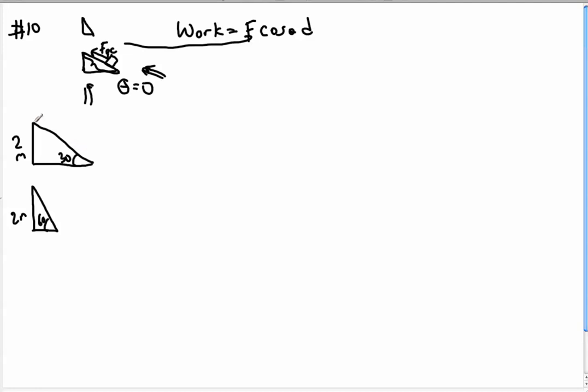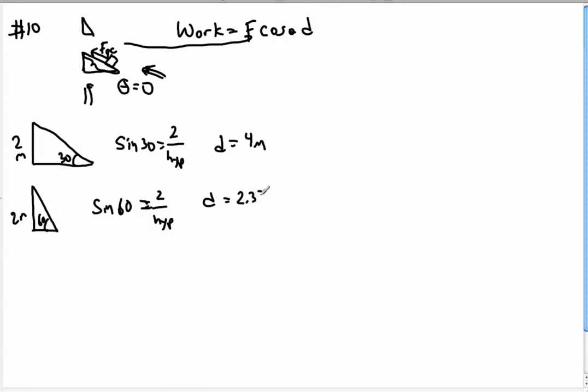Okay, so to figure out the distance there, we need to know that sine of 30 is equal to the opposite, 2 meters, over the hypotenuse, which is the length of that ramp. And if you do that, you get the length of the ramp, d in this case, is equal to 4 meters. Here, sine 60 equals 2 over the hypotenuse, and d here equals 2.33.